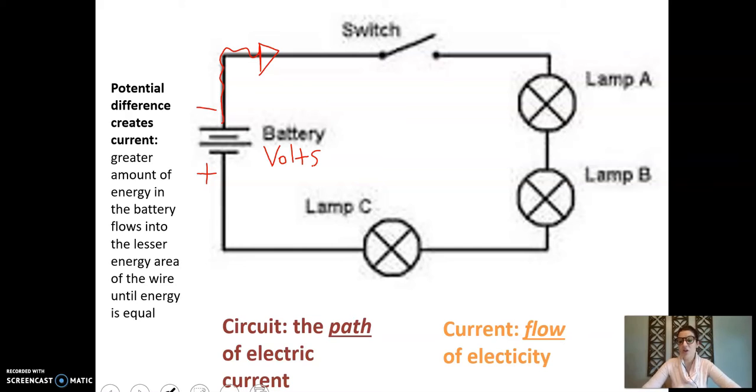This creates the current. The current is simply the flow of electricity along the wire. So we need that initial energy source, which in this case is the battery, to provide the electrons that are going to flow into the wire to create the current. Okay, let's continue along our circuit here.